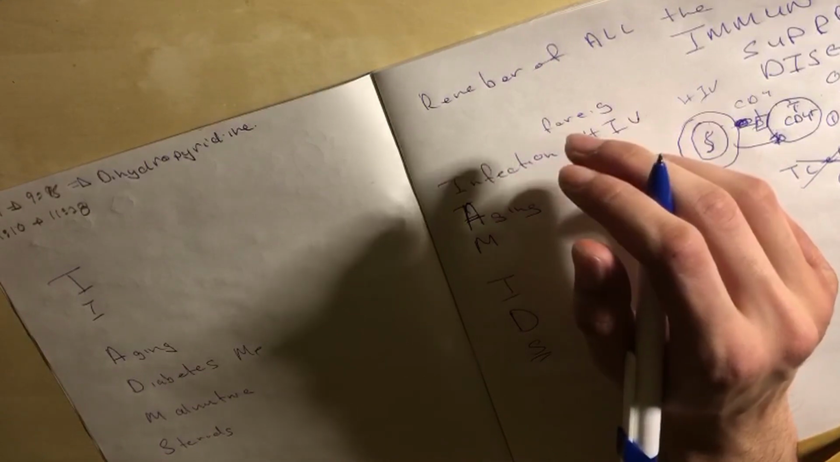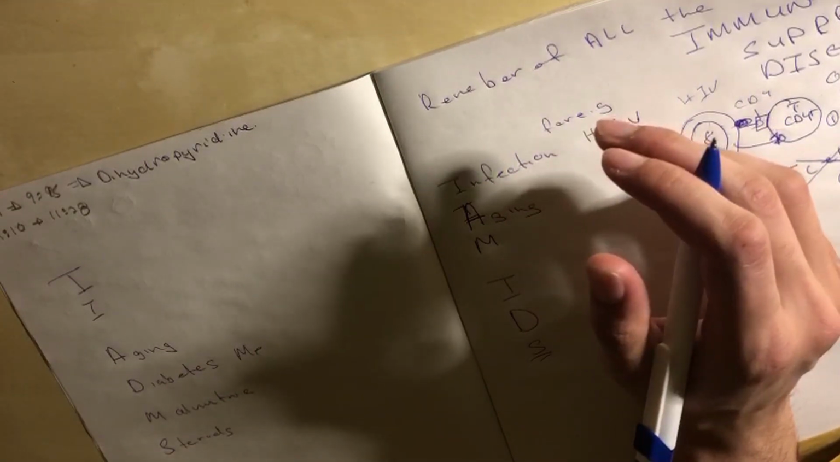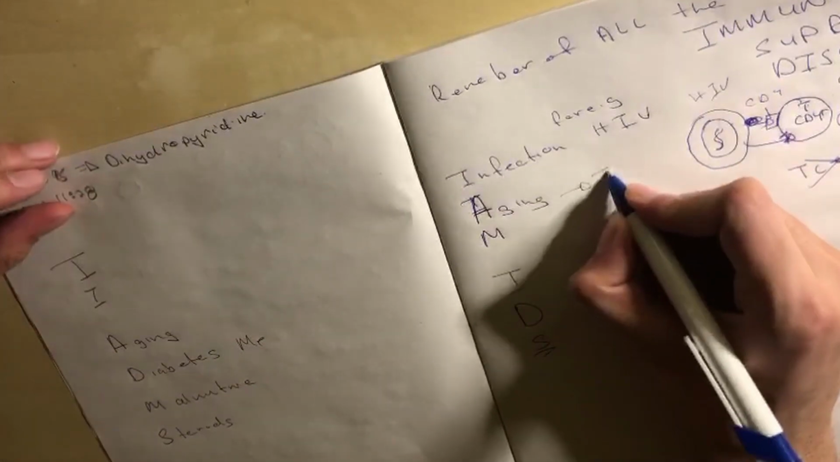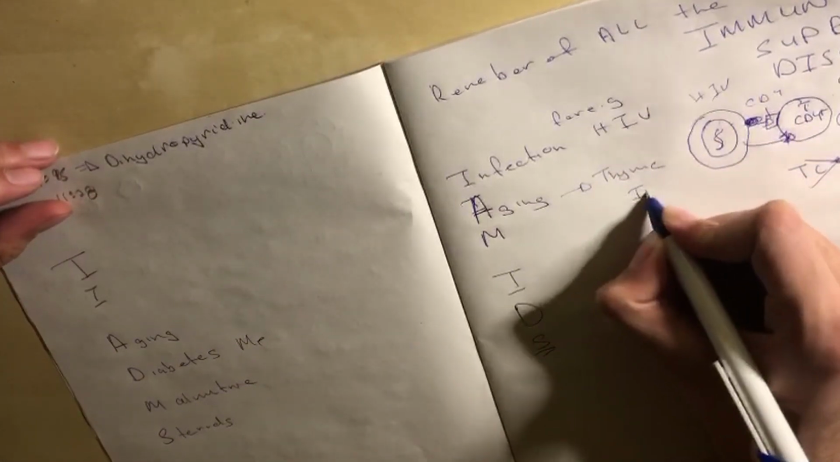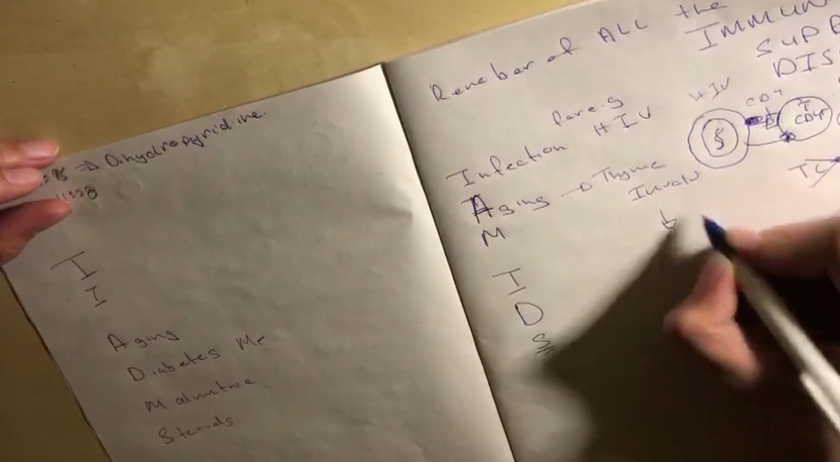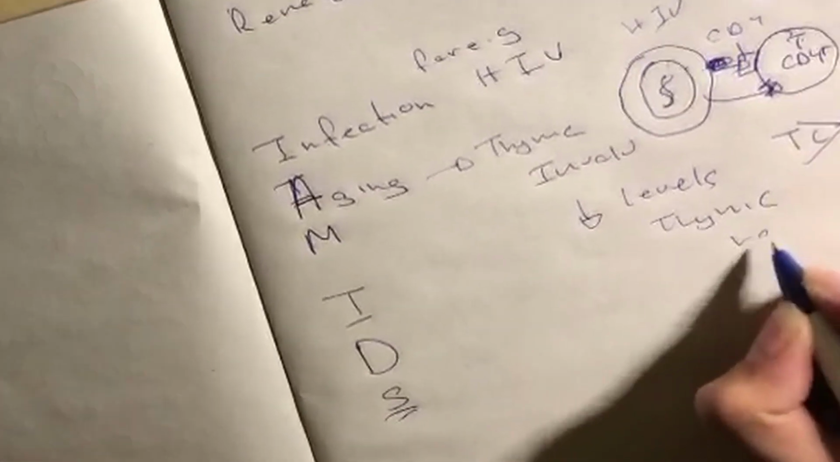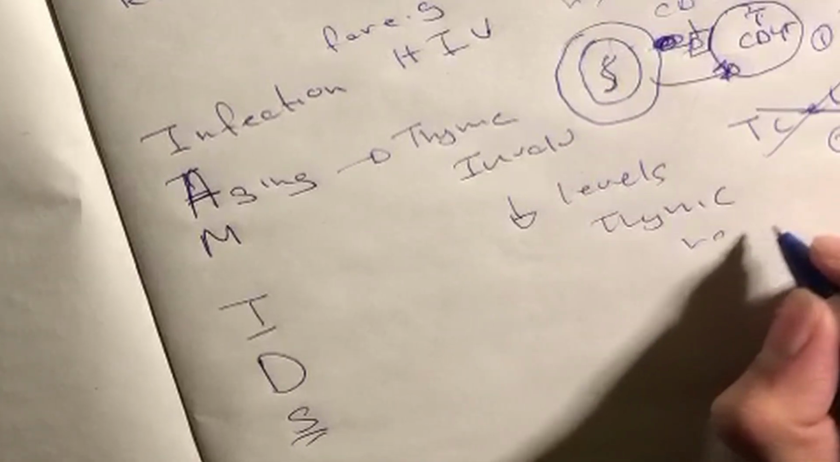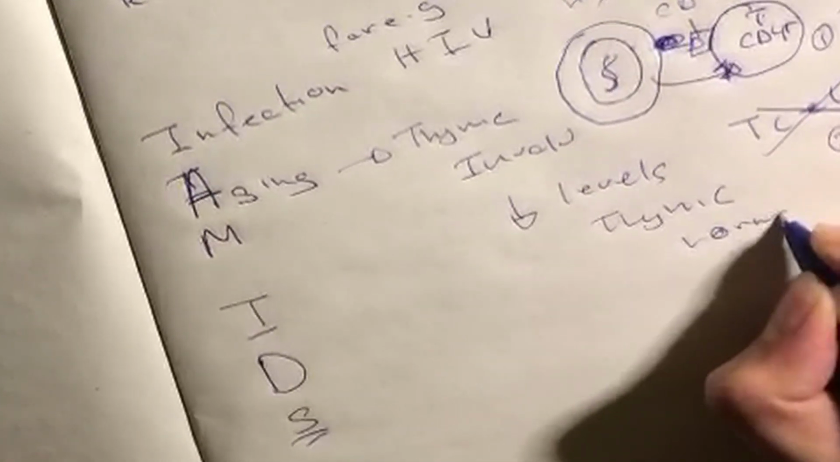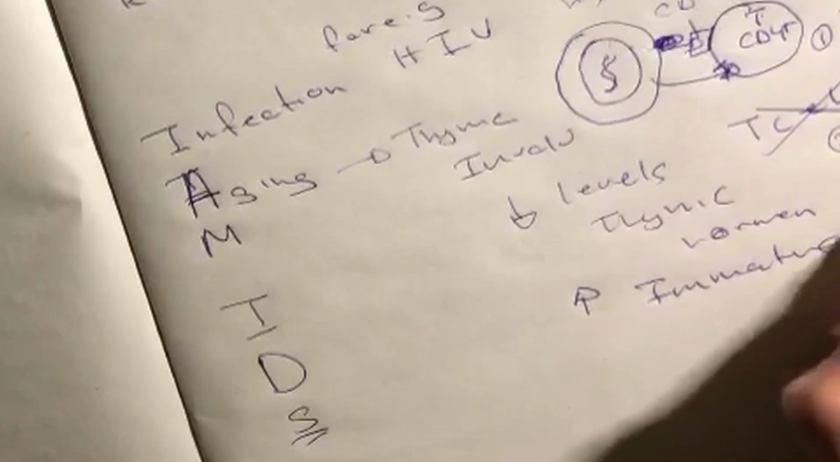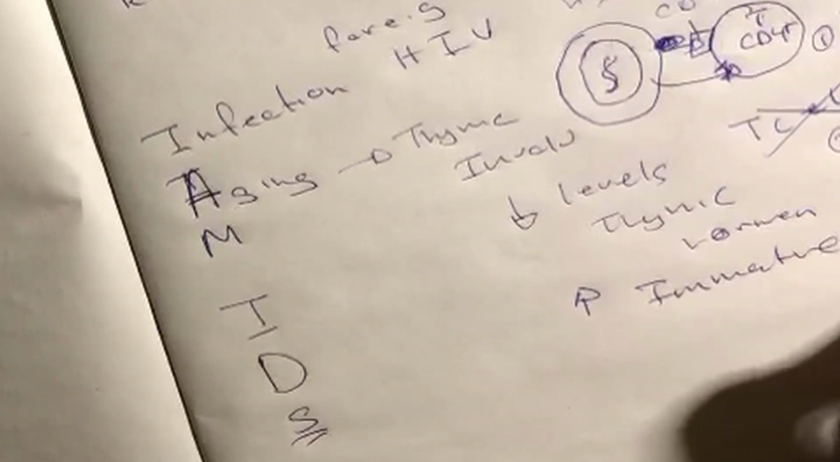Now I want to go back to A. Why are we going to get A? So with A, what happens is that you're going to have thymus involution, and when you have thymus involution, you get decreased levels of thymic hormones, and obviously if you have decreased levels of thymic hormones, what happens is that you're going to have an increased number of immature T lymphocytes.